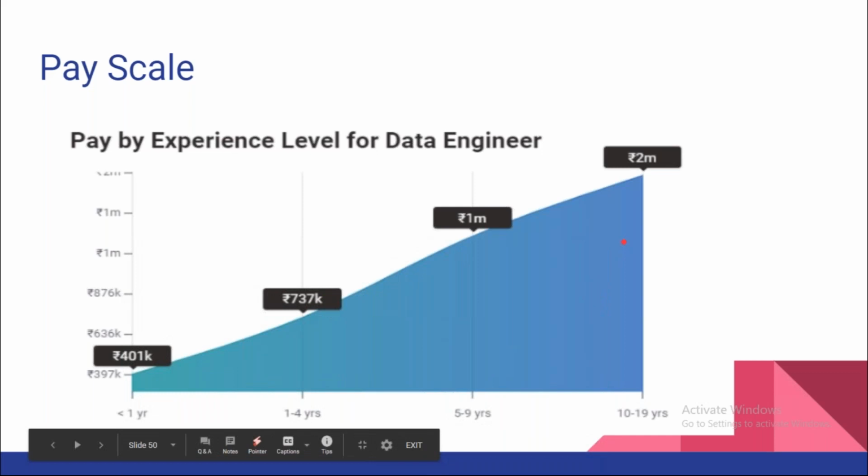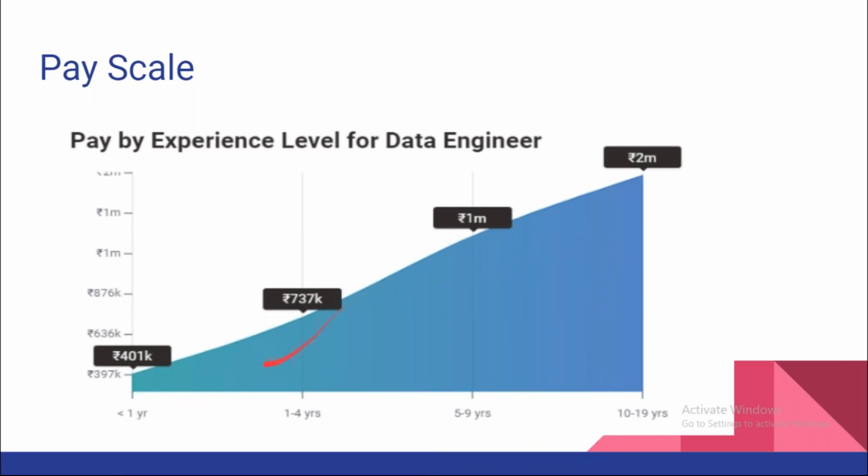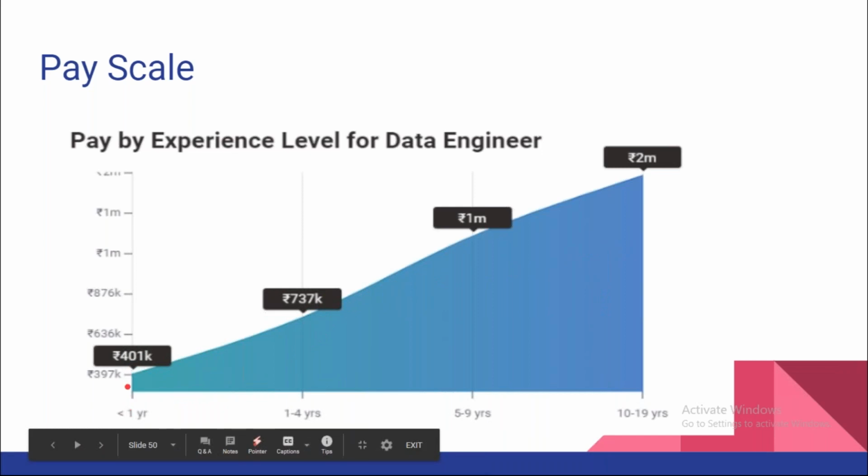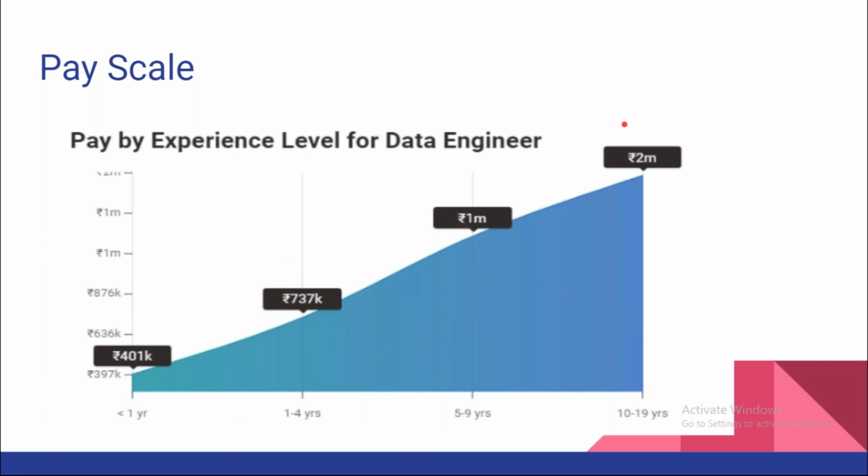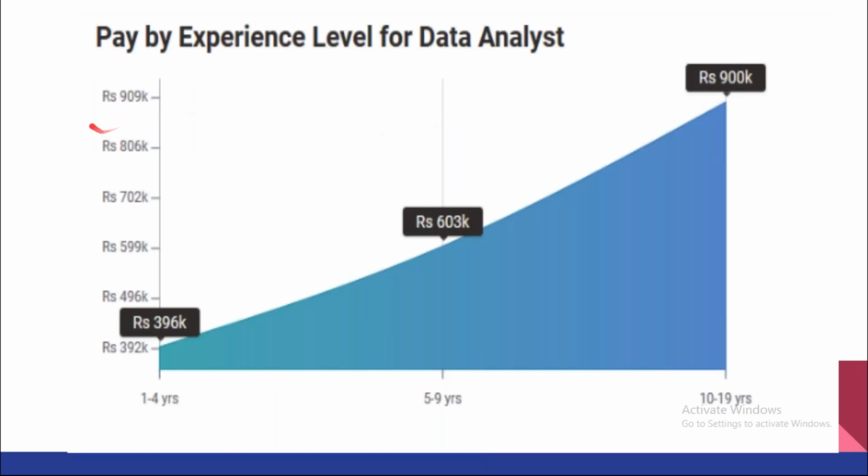And this is the pay range for the data engineers. For less than 1 year of experience, or close to 1 year of experience, they are getting 4 lakhs, and for 1 to 4 years they are getting 7 lakhs, and for 5 to 9 years 1 million, and then 20 million, and so on.